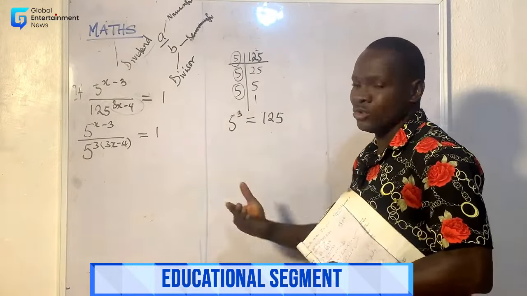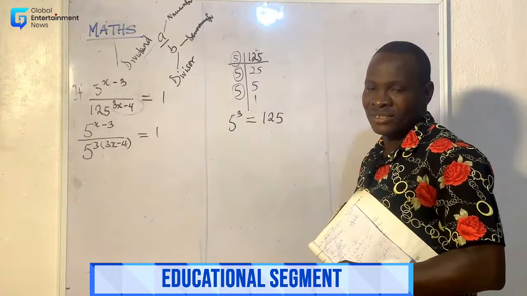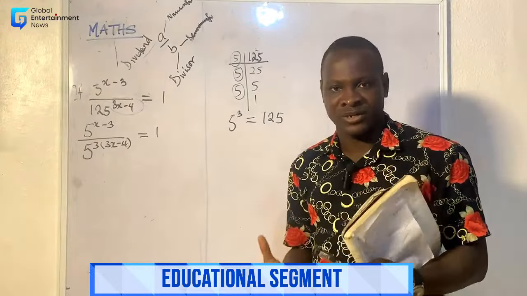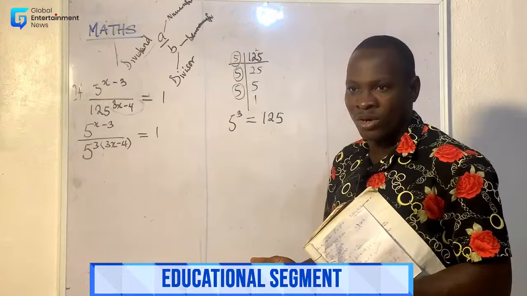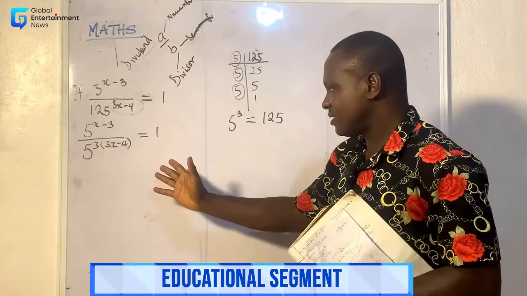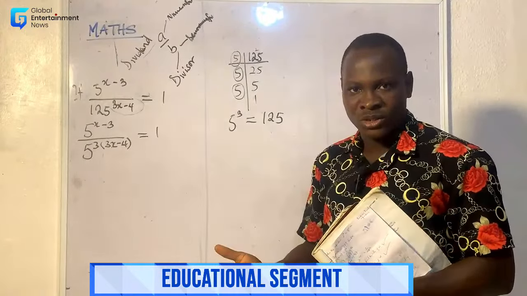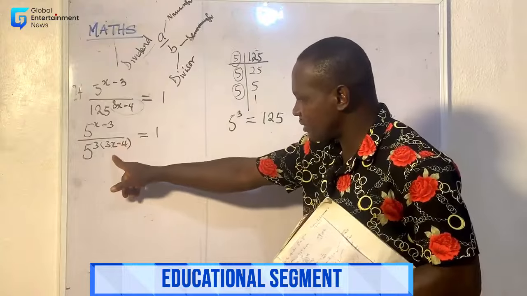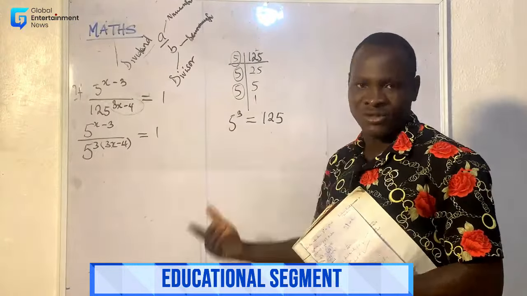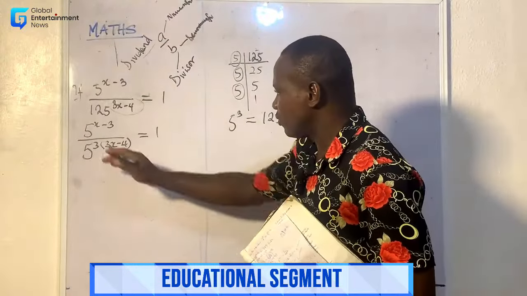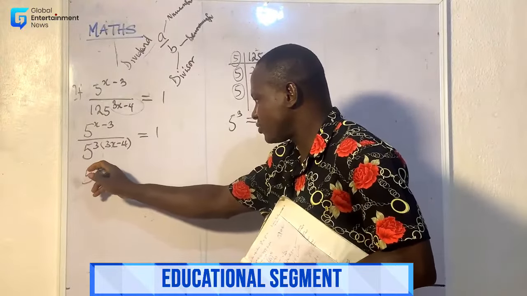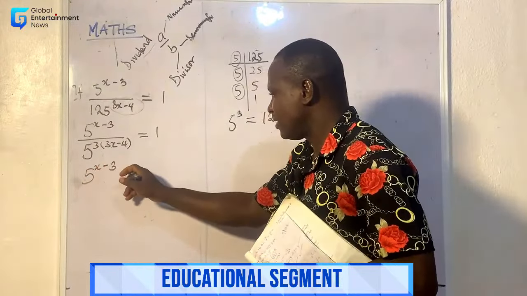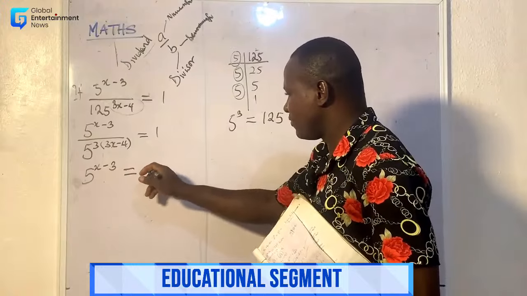And look at this one. There's nothing we can do with this one. And if you remember, one of the rules of algebra is that you cross multiply whenever you have equal terms. You cross multiply the denominator and the numerator we have here. So what are we going to do? This one will stand alone. So we have 5 raised to power x minus 3 is equal to, what do we have here?